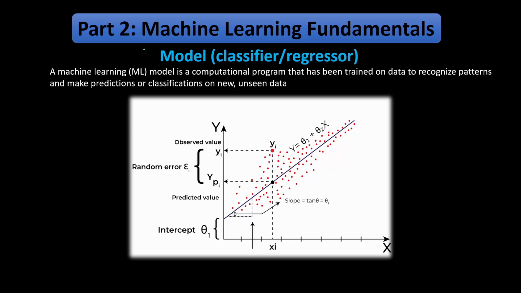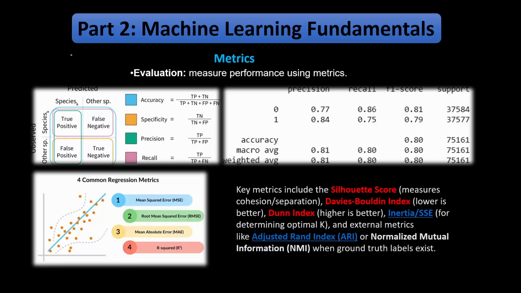Now, the model basically depends on your problem statement. If you are dealing with a classification problem, then your model becomes a classifier. If you are dealing with a regression problem, such as predicting a continuous value, then your model becomes a regressor. Now, once you train a model, you need to evaluate that model so that you can check your model performance, that is, how good your AI model is.